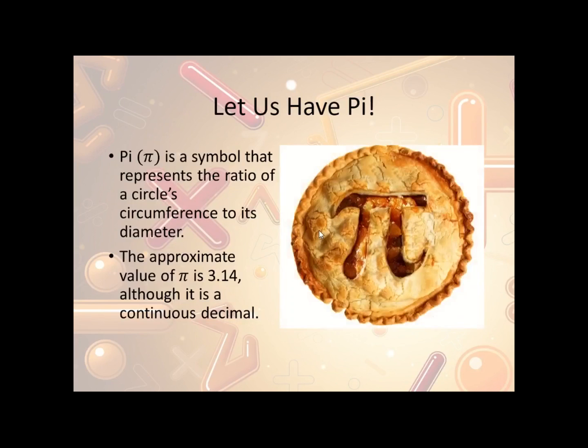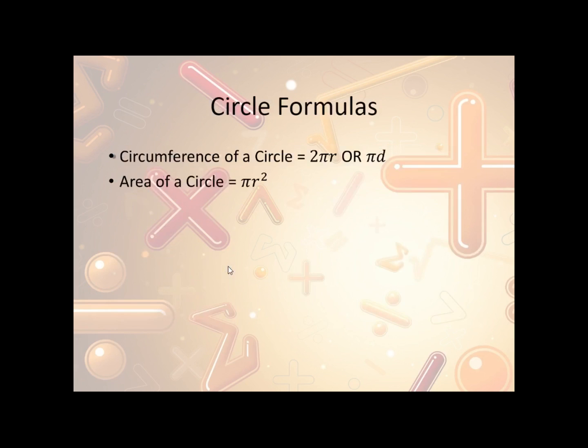Now, let's discuss pi. Pi is a symbol that represents the ratio of a circle's circumference to its diameter. It is approximately 3.14, although it is a continuous decimal. Continuous means it goes on forever. So it's 3.14 and it keeps going. Now, for this purpose, you will not be using 3.14, though. You will always just leave it with the symbol pi for everything that we do.